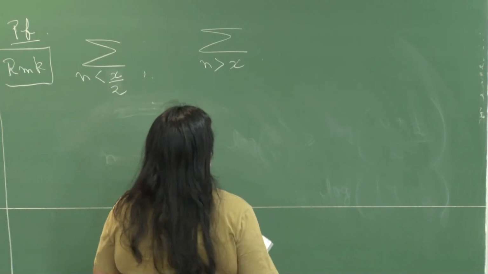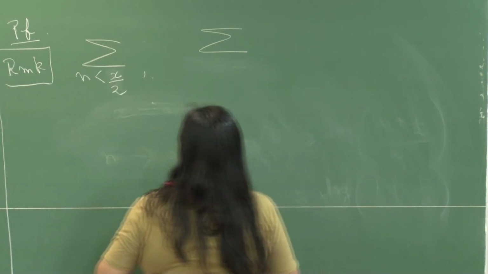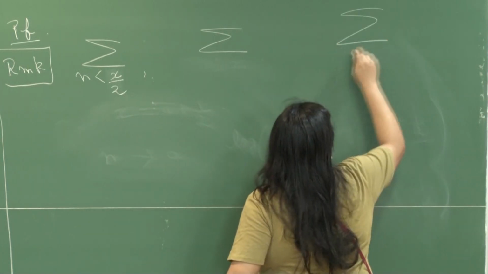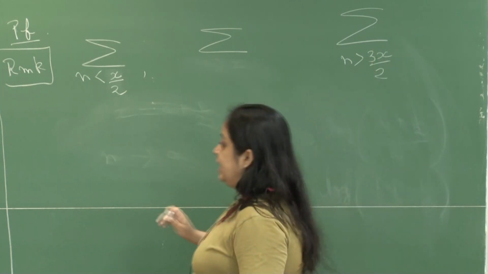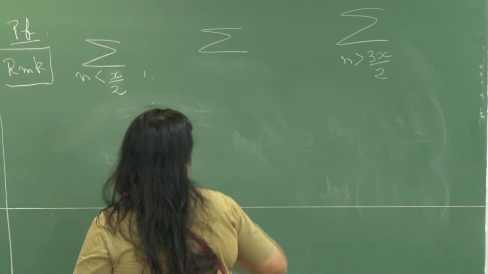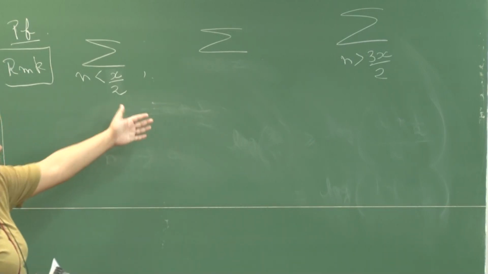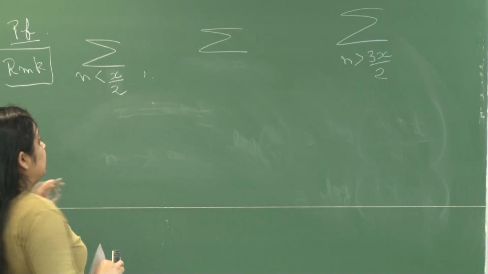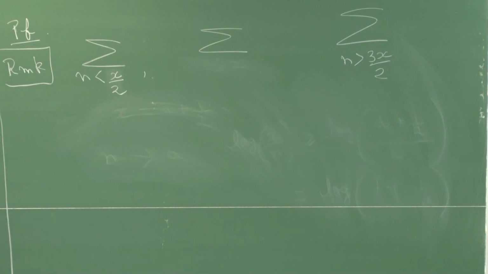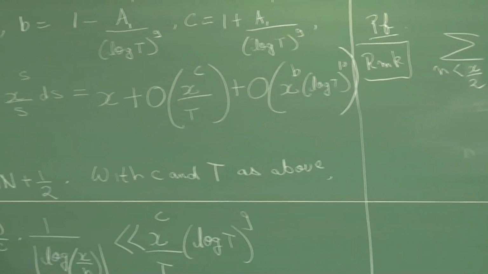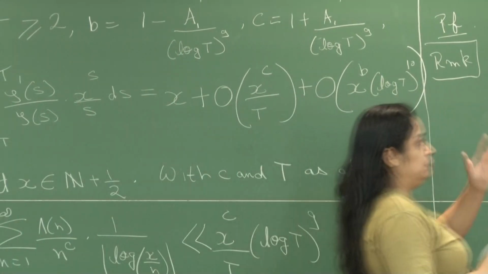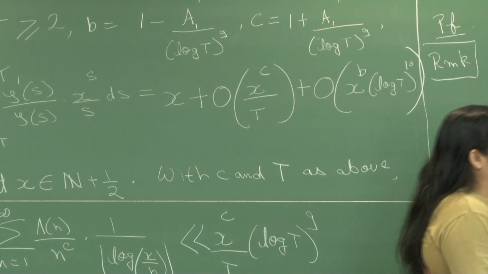Then we take n greater than 3x by 2. By the way, if you were taking n greater than x, with a similar kind of reasoning that we just saw, you will see that the absolute value of log of x by n would be equal to log of n over x, and as x becomes very, very large, this is coming dangerously close to 0, which is not what we want. We would like an absolute positive lower bound.